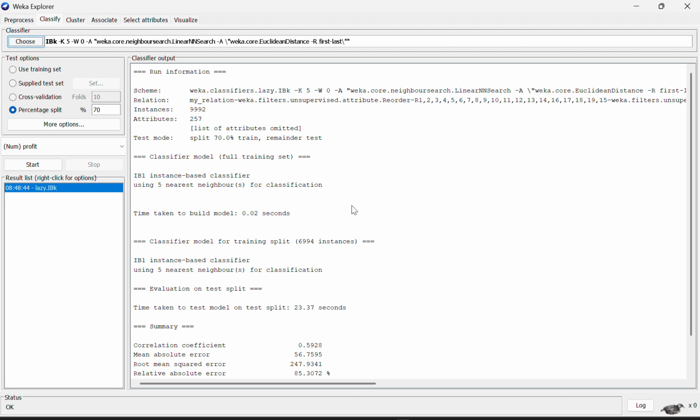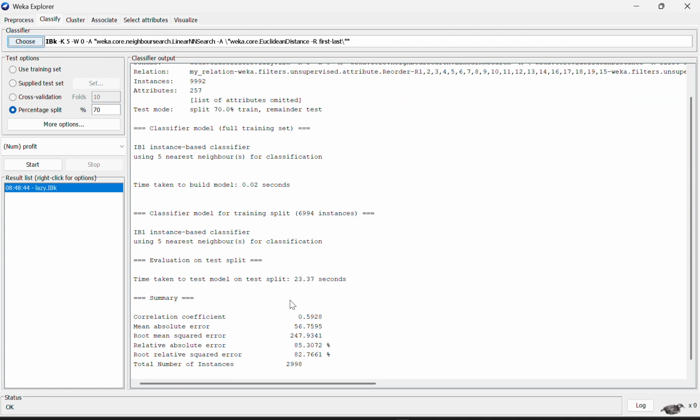I tested multiple values of k, and I found out that k equal to 5 gave me the best result, and I also used distance weighted averaging, which gives more importance to closer neighbors. So this is k equal to 5 for KNN.